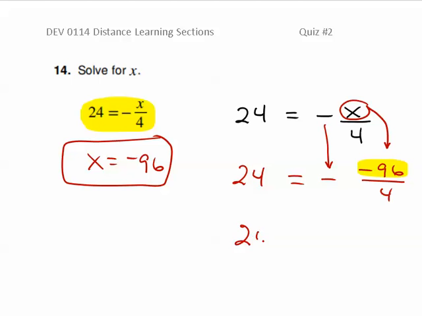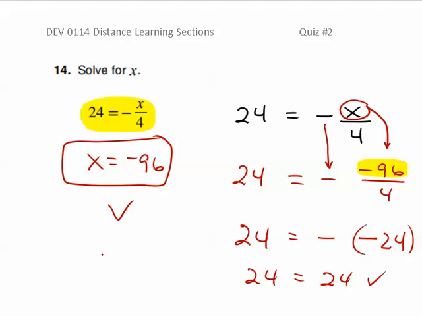So we have 24, and then negative 96 divided by positive 4 is a negative 24. So you can see here that we have two negatives, and that makes a positive. So 24 equals 24. So it checks. Our answer again is x equals negative 96.